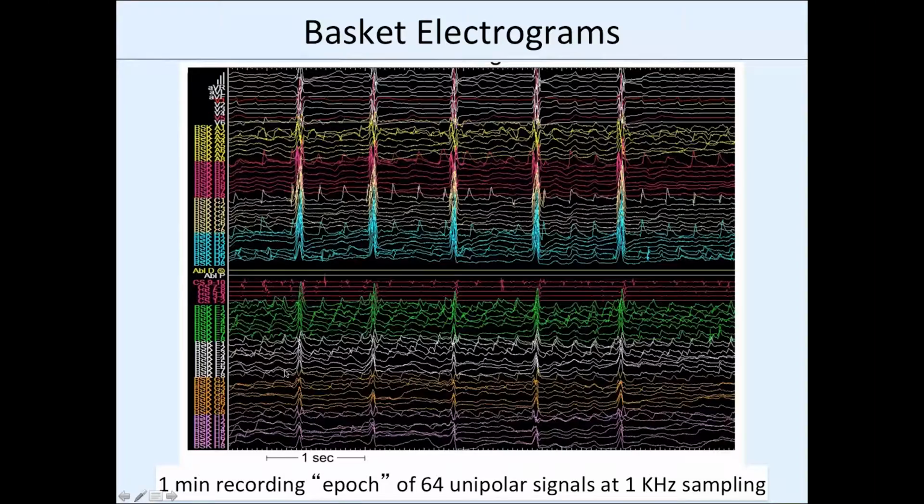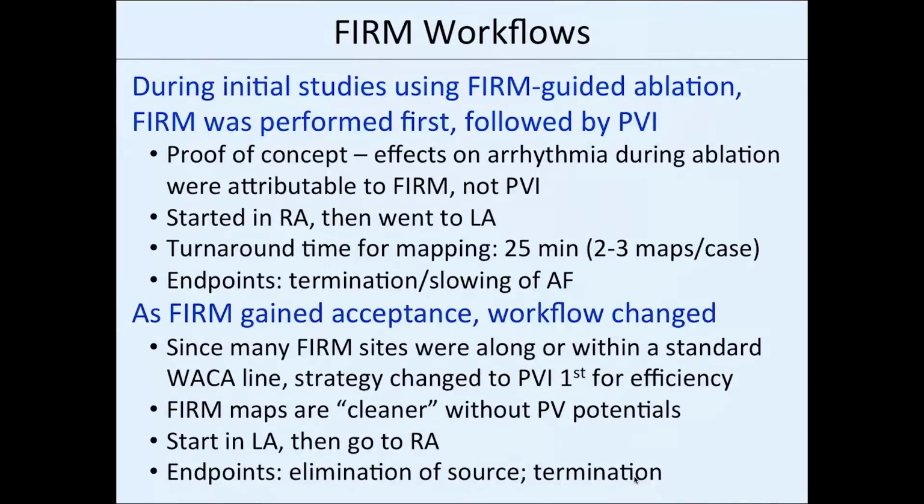But again, these are relatively clean unipolar recordings in this situation, quite disorganized during atrial fibrillation, and the coronary sinus recordings in the middle here. We record for a minute of atrial fibrillation with all 64 unipolar recordings at a kilohertz sampling frequency with standard unipolar filtering settings.